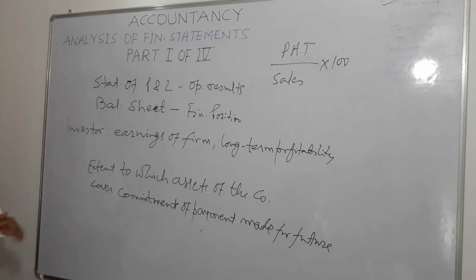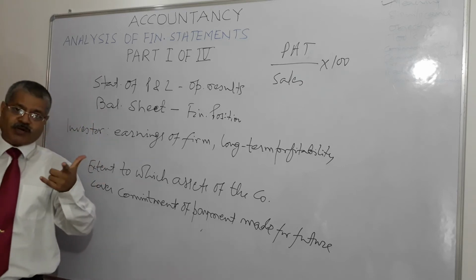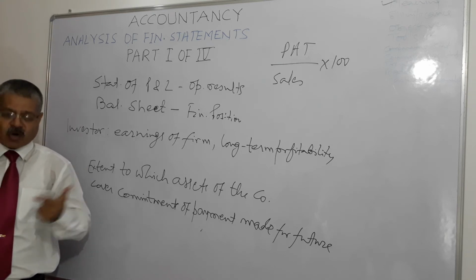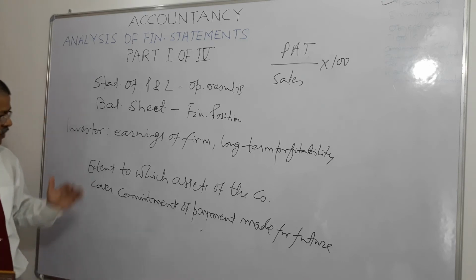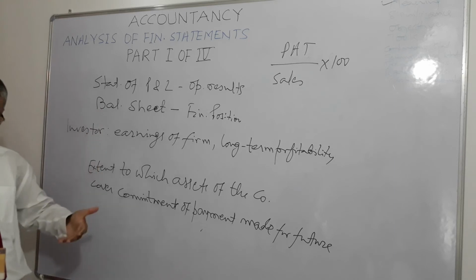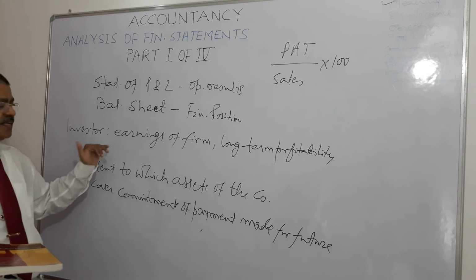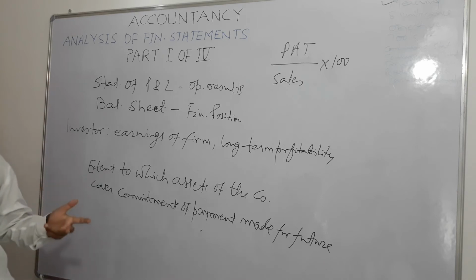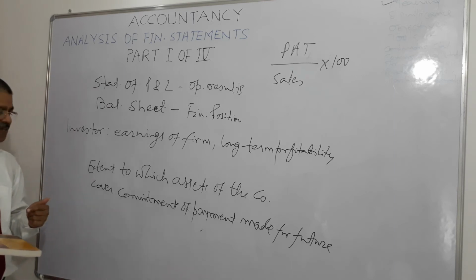Then labor unions. Labor unions will be interested in the analysis of financial statements of the company from the viewpoint of knowing whether an increase in wages is possible, and if an increase in wages is possible, whether that will be through increasing the productivity of the workforce or increasing the price level. See, a firm can pay higher wages to the laborers only when it earns more or saves more. Either earns more or saves more or a combination of both.